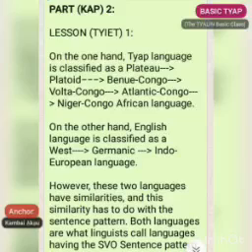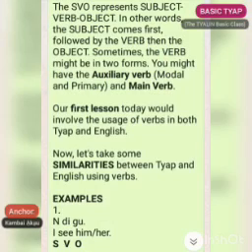However, these two languages have a similarity. This similarity has to do with the sentence pattern. Both languages are what linguists call languages having the SVO sentence pattern. The SVO represents subject, verb, object. In other words, the subject comes first, followed by the verb, and then the object.